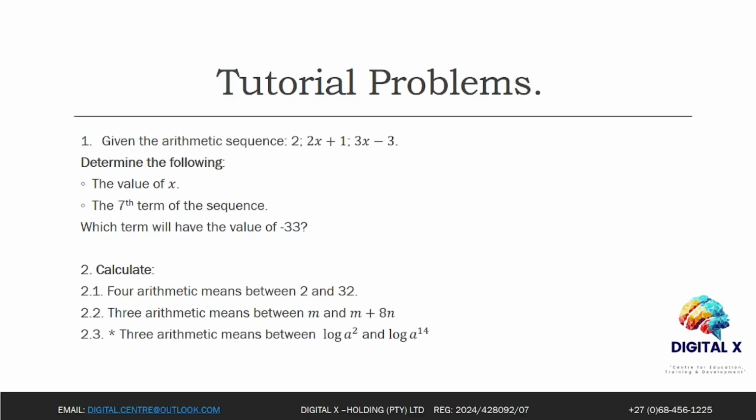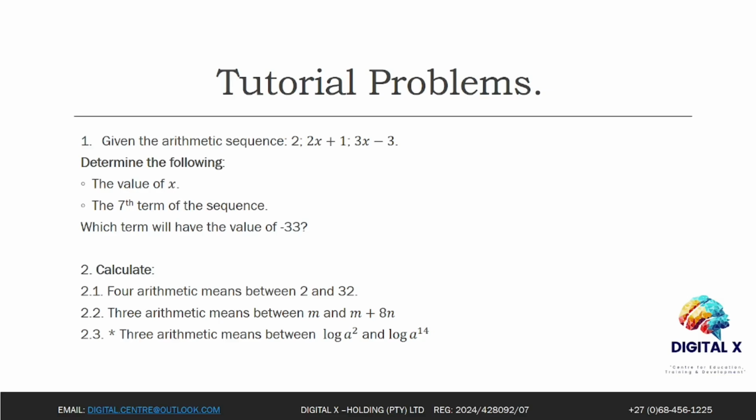So we're given two tutorial problems. First, given this arithmetic sequence, you must determine the value of x, the seventh term of the sequence, and which term will have the value of minus 33. So go ahead and work on these tutorial problems. And the second one, you must calculate 2.1, the arithmetic means between 2 and 32.